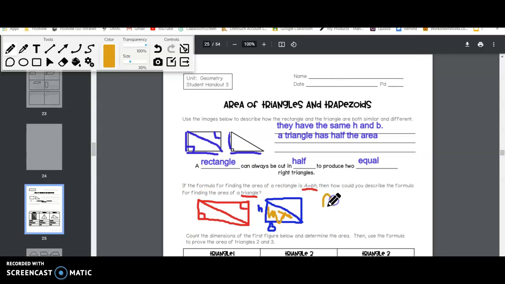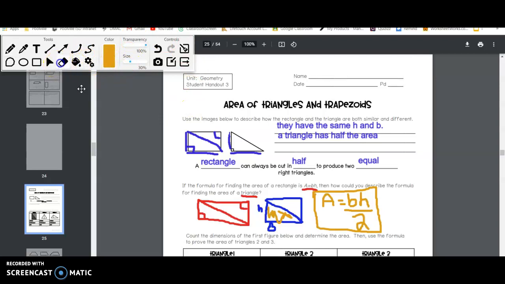So, if our original formula is A equals BH, but we only need half of it, we can divide it to find half. And in order to find half, all you need to do is divide it by 2. So this is the formula to finding the area of a triangle. It's just half of the base times height. Okay.